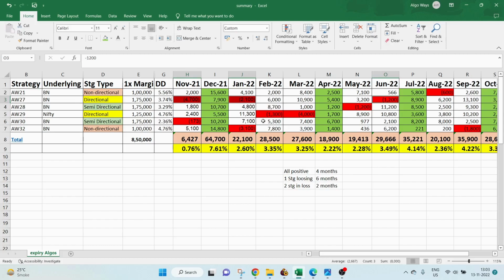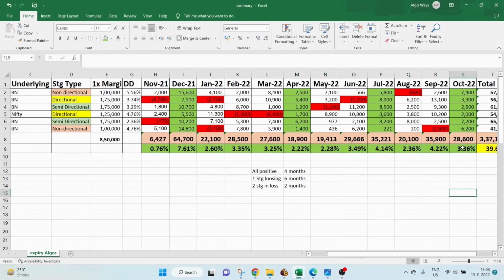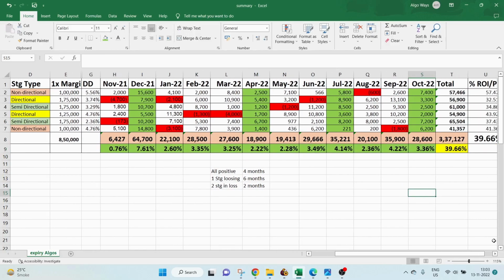Similarly, if we see here that in any given month except November 2021, the return was at least 0.76%. But if we see, not a single month overall at portfolio level had a negative return, right? And at the end of the year we have 39.66%. It is on a gross basis, but the expenses are very less, hardly 4,000 to 5,000 rupees for the entire trading of the year.